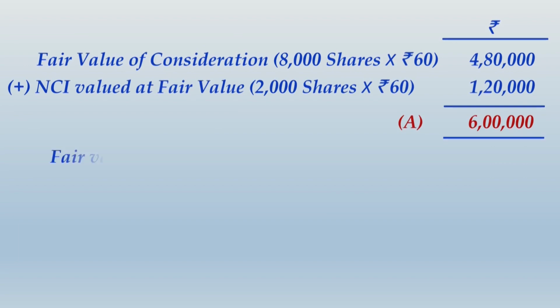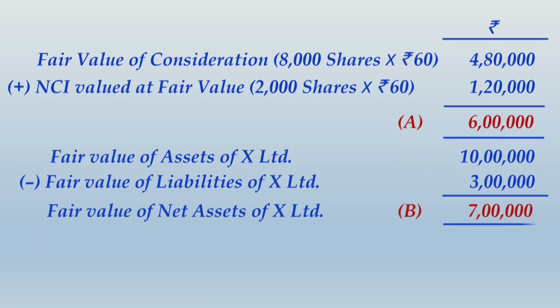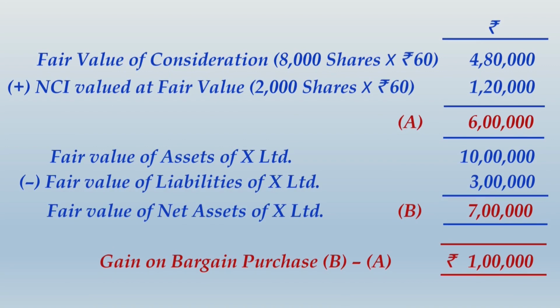Now we have to find the fair value of net assets of X Limited, that is the acquiree company. So assets of X Limited were 10 lakhs and liabilities were 3 lakhs. So fair value of net assets comes to 7 lakhs. Finally, the gain on bargain purchase will be the excess of B over A. This is a reversal scenario, don't forget. For goodwill calculation, we have always been computing A minus B. Here it will be B minus A. So the resulting gain on bargain purchase will be rupees 1 lakh. So friends, please take note of this, and that will be the end of the solution.